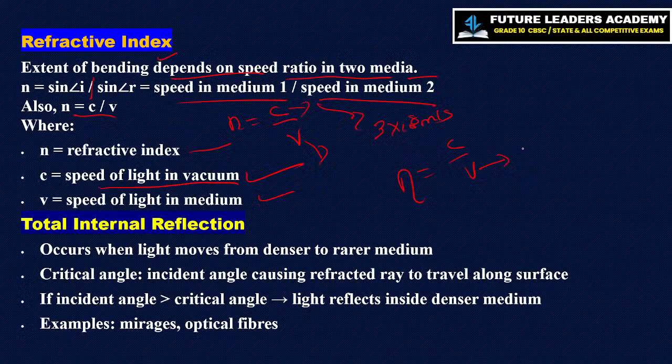Here v is whatever speed is given in the medium, maybe 2 × 10^8 meters per second. So 3 by 2 is 1.5. Got it.